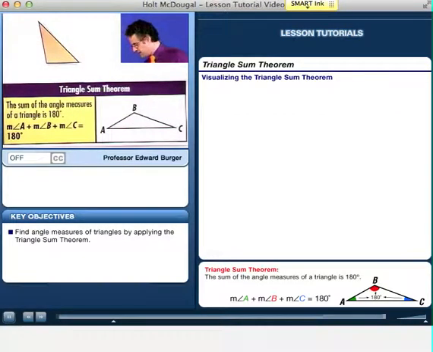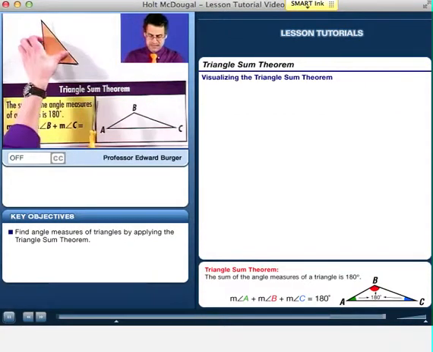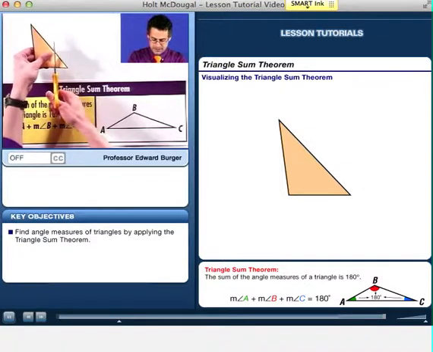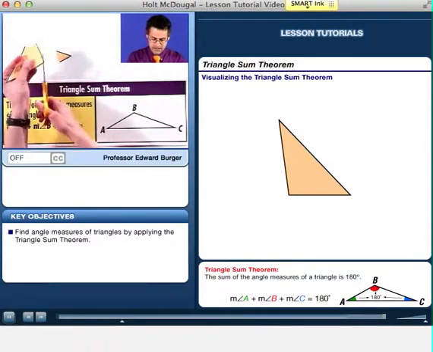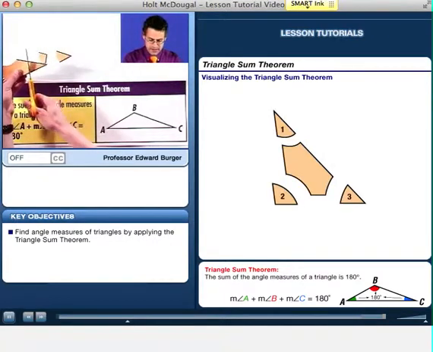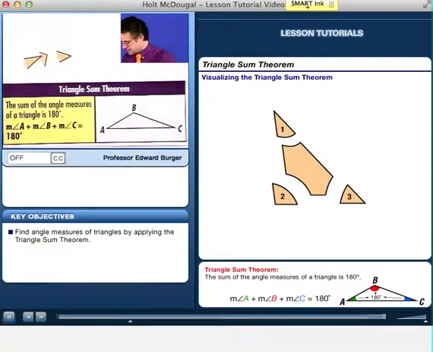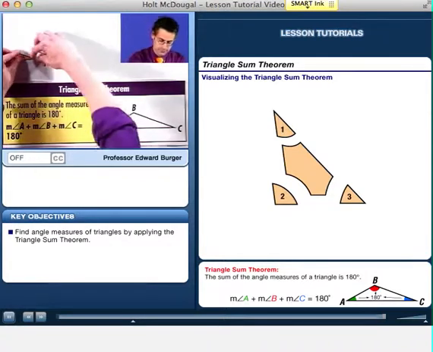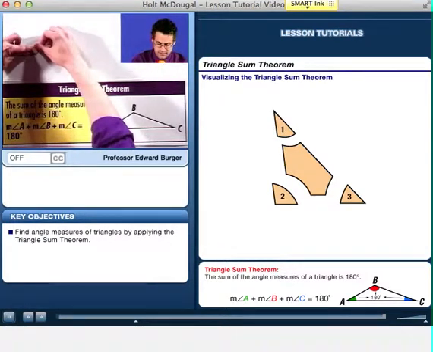So there's a little triangle, and I'm just going to add up the angles by snipping them off. So I'm going to snip off the first angle right here. There you can see the first angle. I'm going to snip off the second angle right here. And I'm going to snip off the third angle right here. And by adding them up, I'm just going to write them next to each other. And let's see what happens.